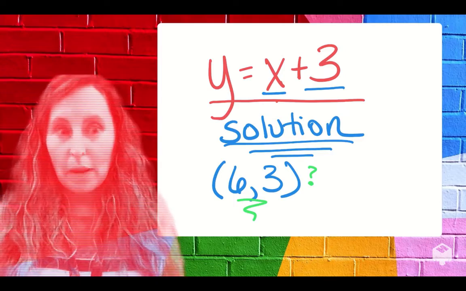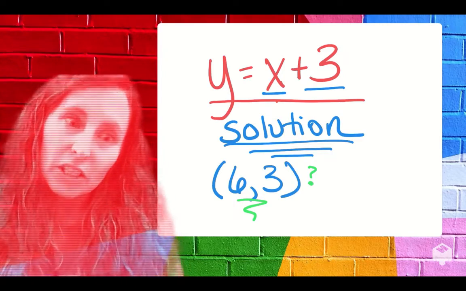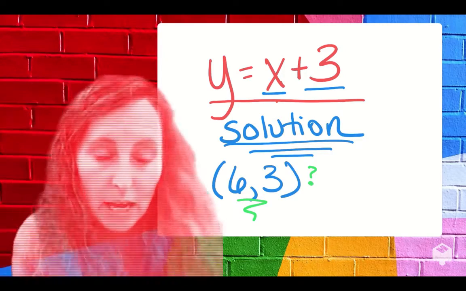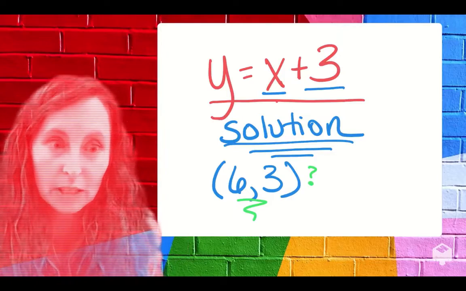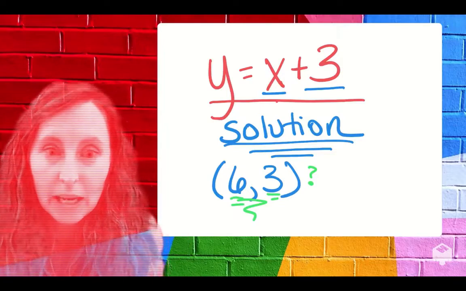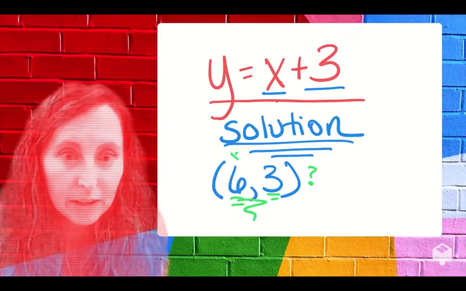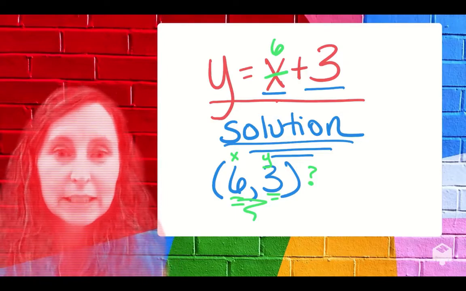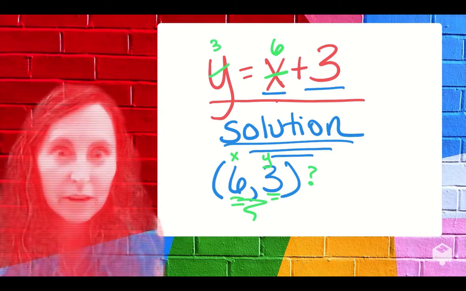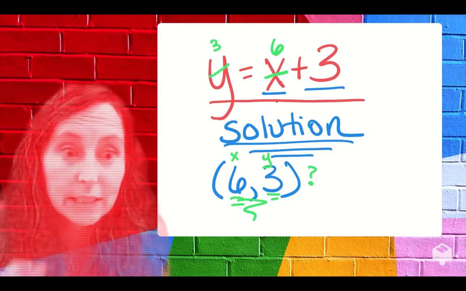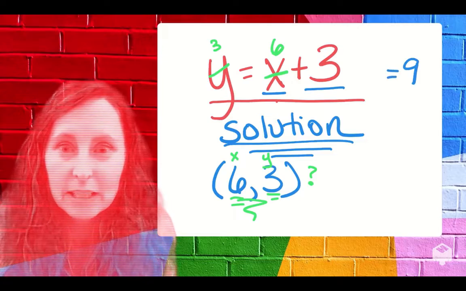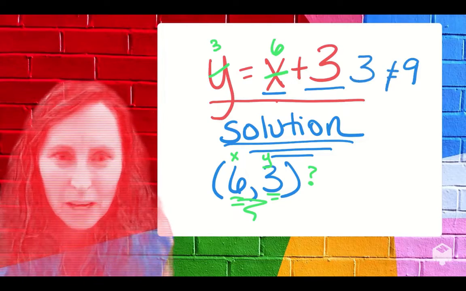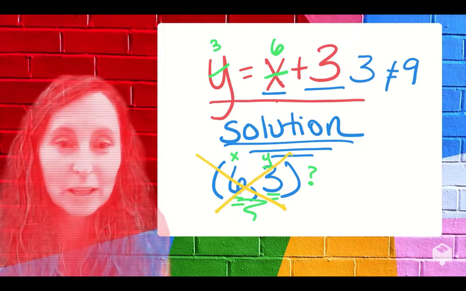A lot of kids will eyeball this and say, oh, that's a solution because 3 plus 3 is 6. But when we substitute these values in, we're going to see something a little bit different. Our x value is actually the 6, and our y value is the 3. And when I substitute, there's that word, the Newberry. When I substitute that in, I can see that, wait a second, 9 is not equal to 3. No way, that is not a solution.